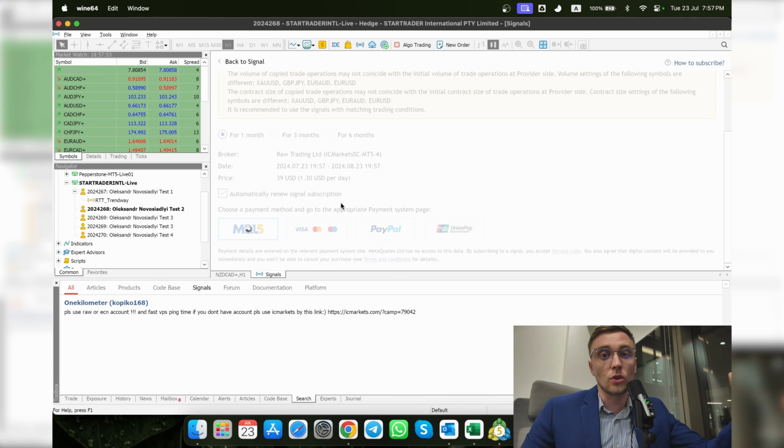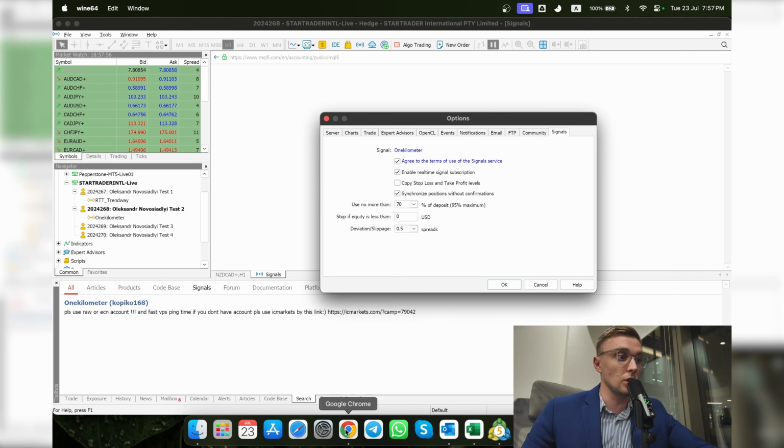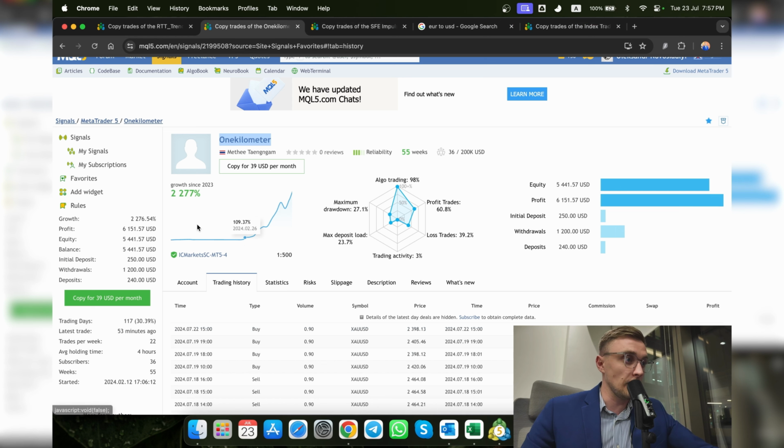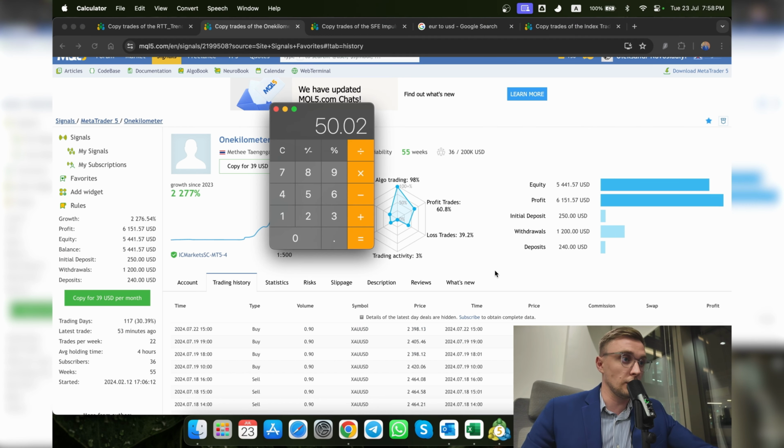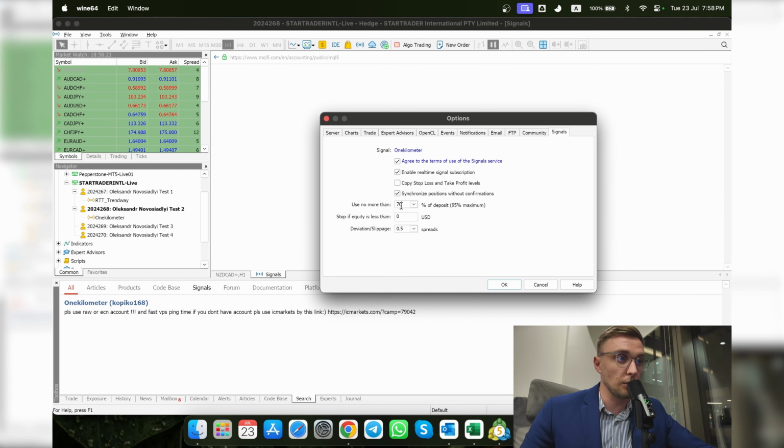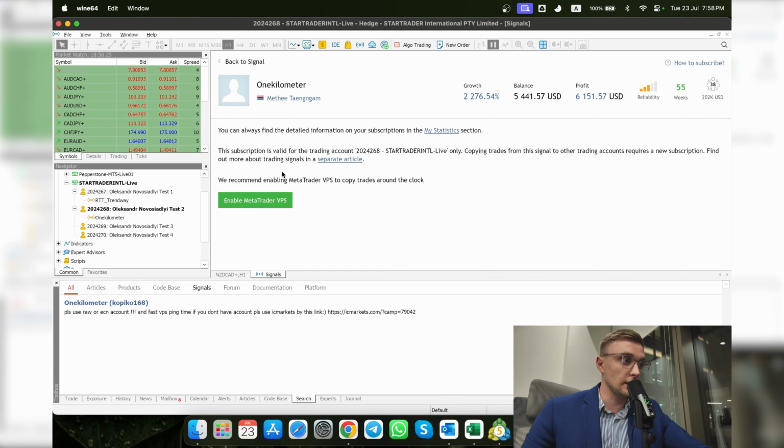And again, we need to count this percentage in the proper way. So what is his balance? His balance right now is 5,441. We will divide that by our 10,000 balance on the account and multiply by 100. It will be around 55%. So we are going here and putting again 55%. Let's go.